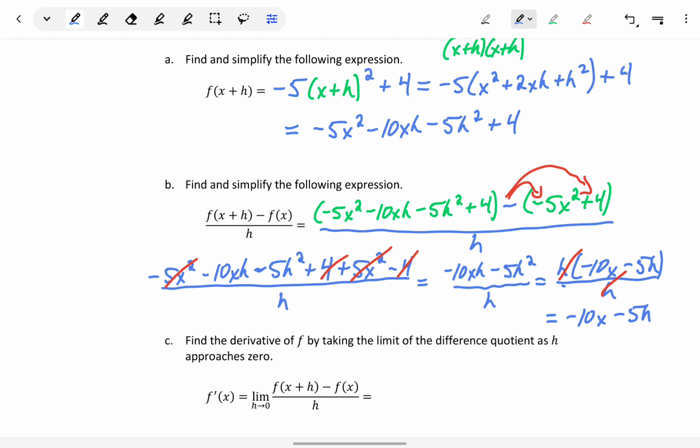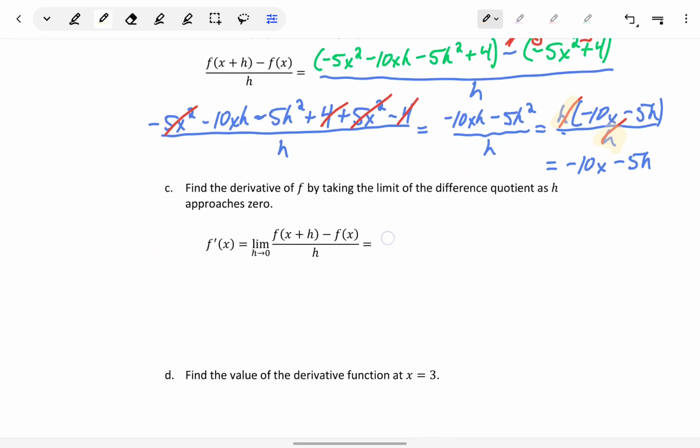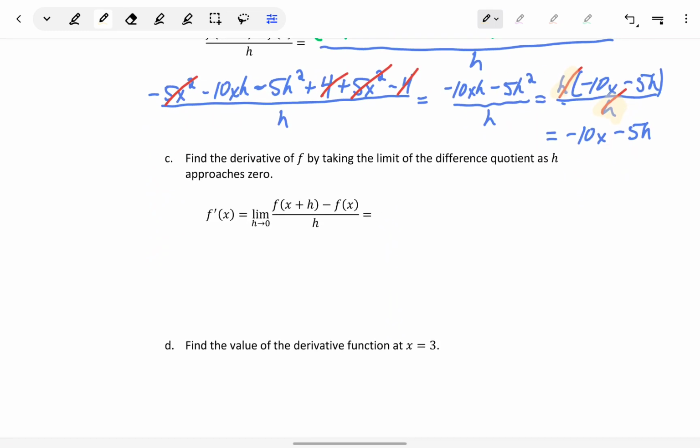Here we had h over h cancel. We had that in example 5 as well, and that's going to be a key step in evaluating these problems. Because as you can see in part C, we need to take the limit as h approaches 0. That means we can't have h in the denominator, otherwise direct substitution would fail. We wouldn't be able to evaluate the limit that way. So the goal is always going to be to get that h in the denominator to cancel, and then we should have a relatively simple limit problem to evaluate.